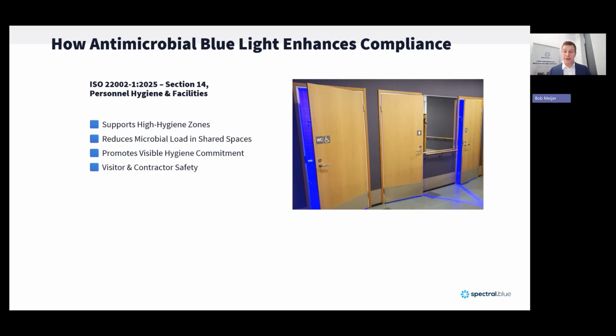It demonstrates proactive investment in hygiene infrastructure, reinforcing behavioral expectations and supporting food safety culture. It helps maintain hygiene standards in transitional areas accessed by external personnel, reducing contamination risks from outside sources.